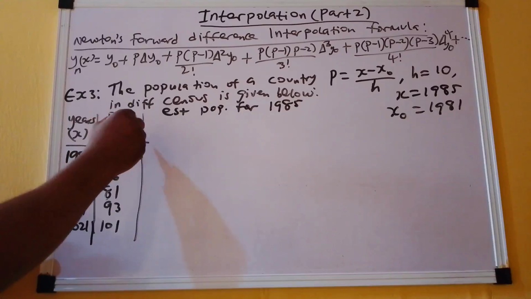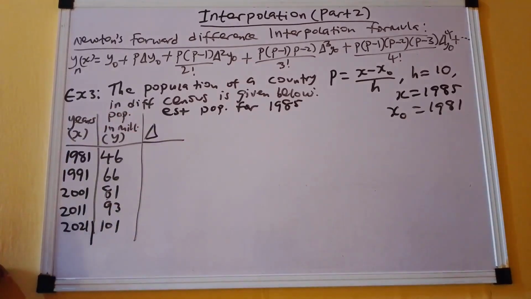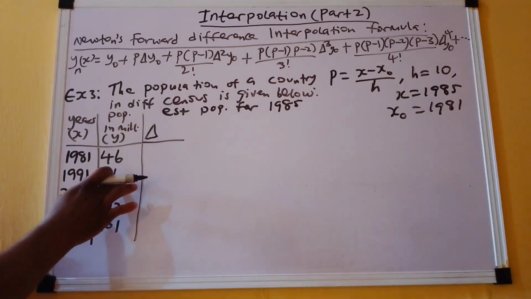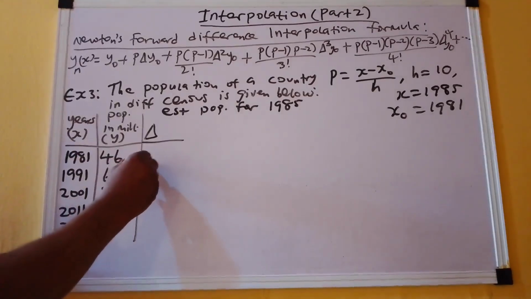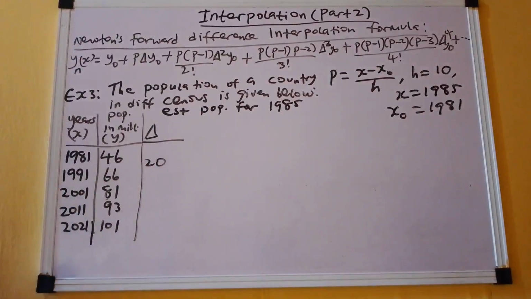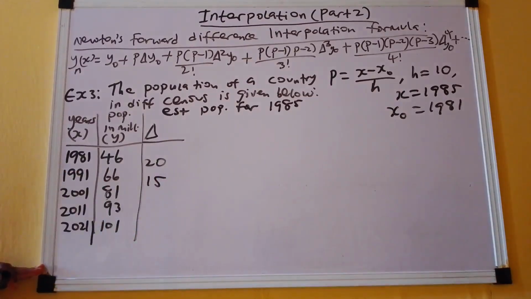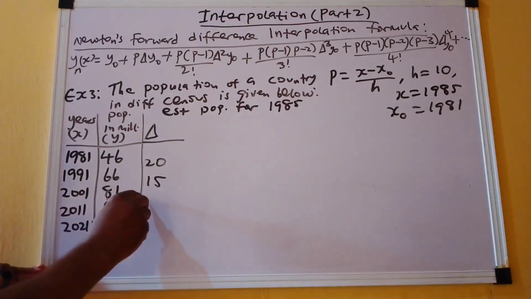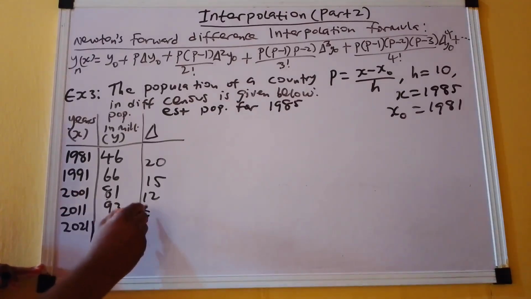Now, let us get our first forward difference. 66 minus 46 is 20. 81 minus 66 is 15. 93 minus 81 is 12. We put it at the middle. 101 minus 93 is 8.